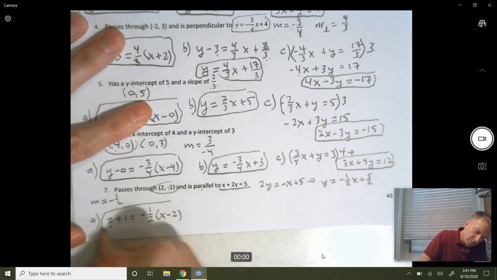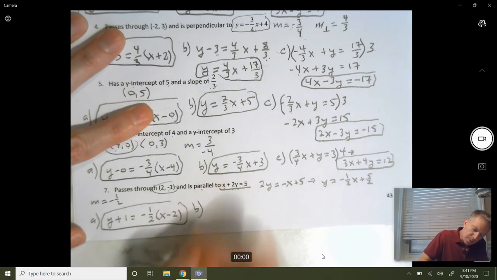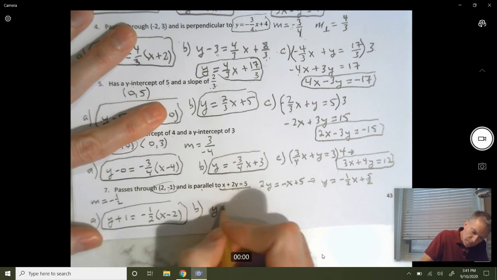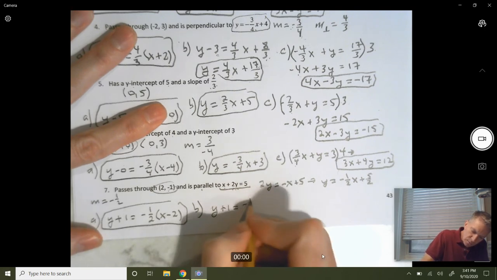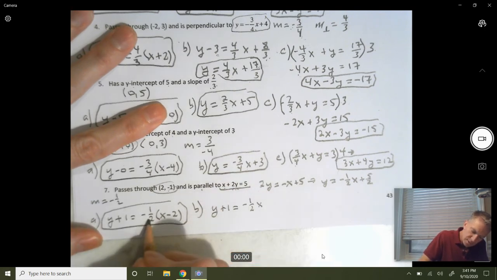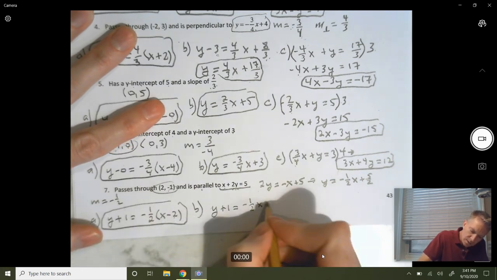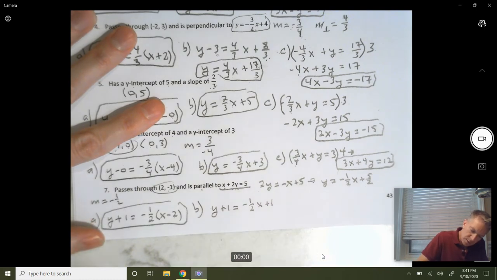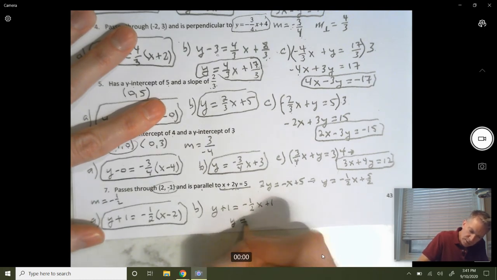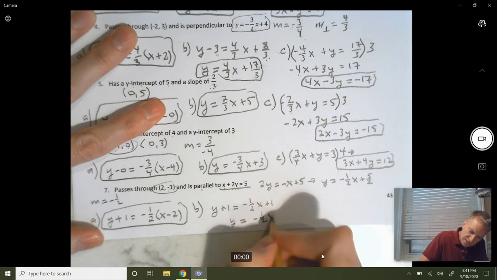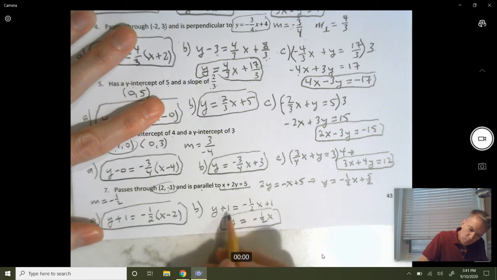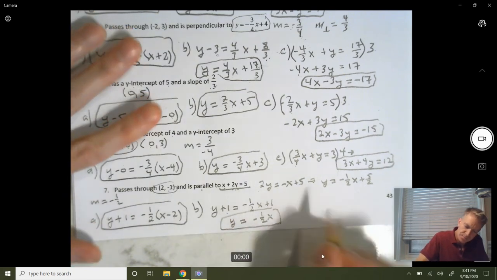There's point slope form. Multiplying this out to get slope-intercept form, get the y by itself. Y plus 1 equals negative 1/2 x. Multiply negative 1/2 times negative 2 gives you positive 1. Right? Okay, so that's just going to be y equals negative 1/2 x. Subtract 1 from both sides, that goes away.